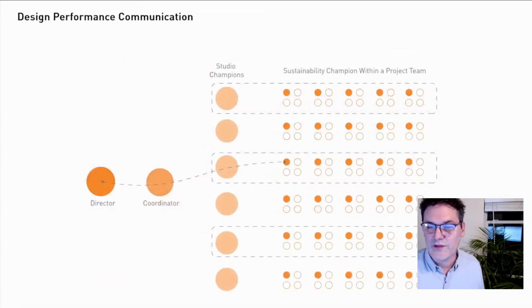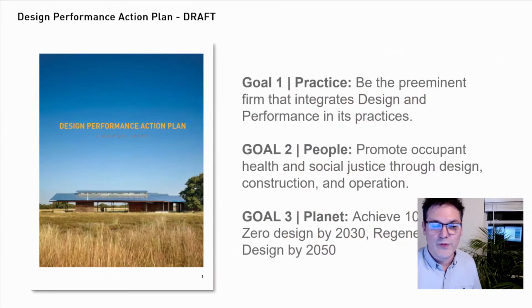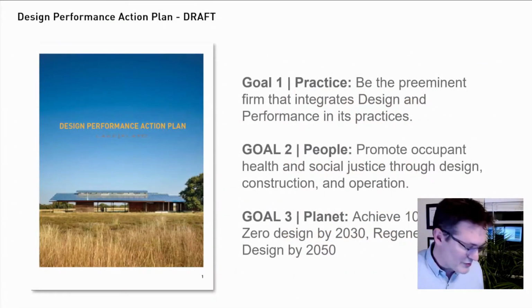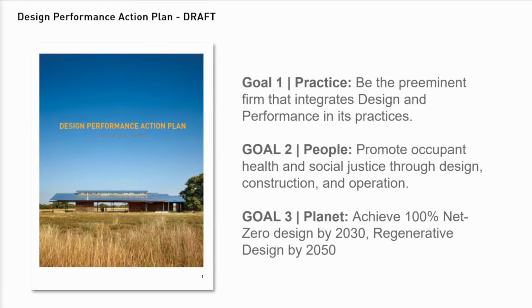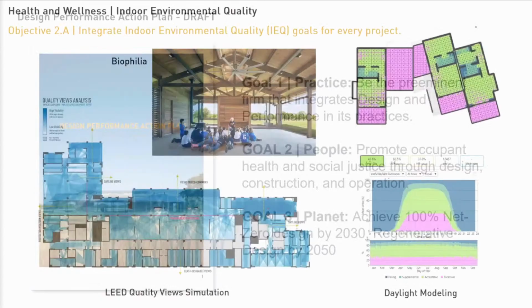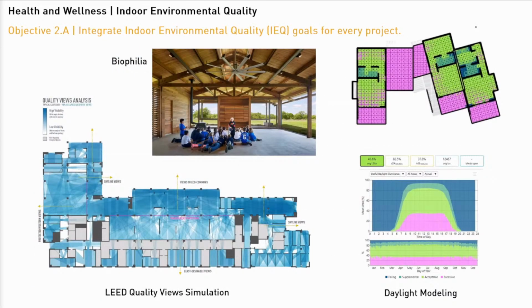I'm just gonna go through. So we have this design performance action plan, our internal guide to help us stay on track for our goals and define how we approach projects in terms of practice, people, and planet. Those three main goals and subtopics. Just picking a few out of this document.